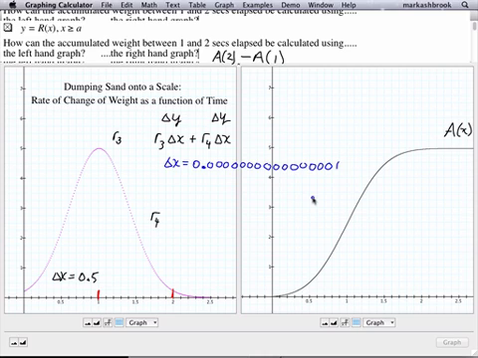Someone's smart. Someone's learned something. Who can do it? Everyone try to do it. So what's the accumulated weight from 1 to 2 if delta x is this blue number right here? Who has learned something?